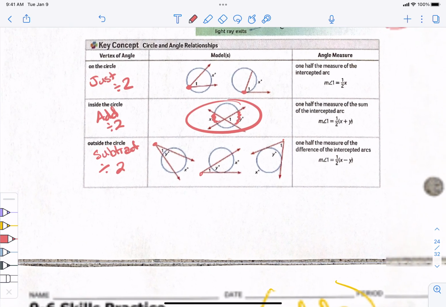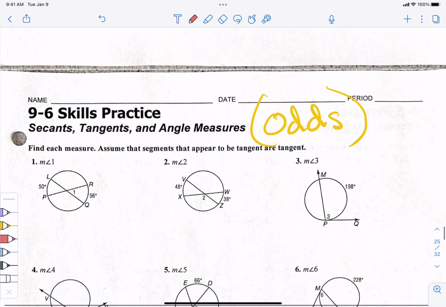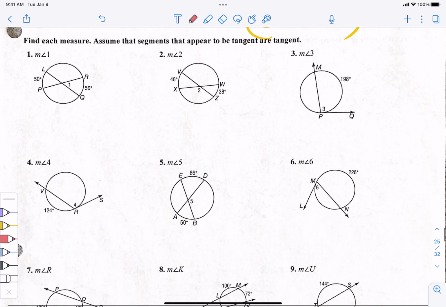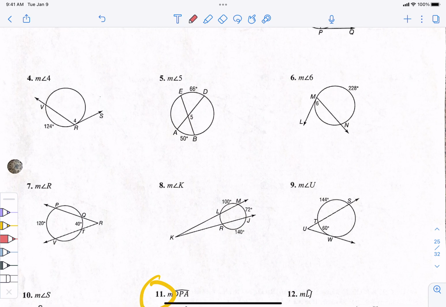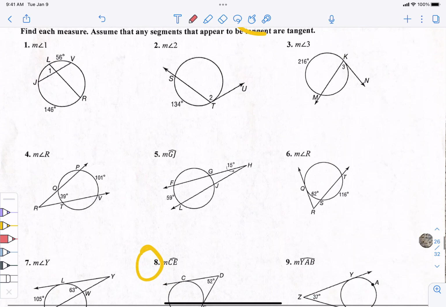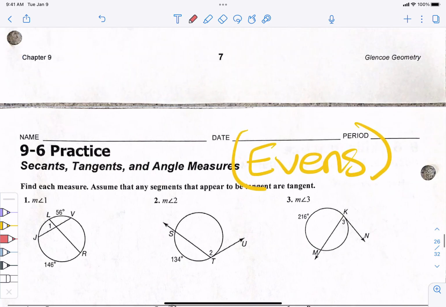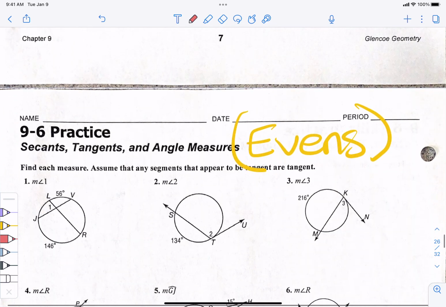Okay, good? All right, also, skills practice is odds. You're going to get stuck on number 11 probably. Most likely, because it's a difficult one. The other one's evens, and number 8 is going to be the doozy. Okay? All right, good? So odds on skills, evens on practice.